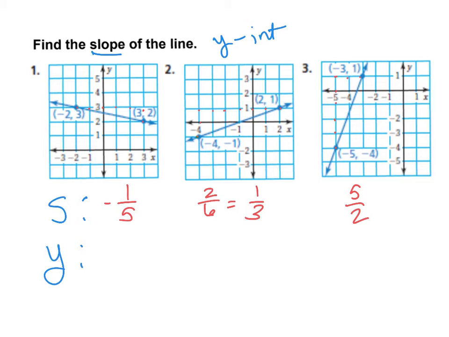Now let's go back and find all the y-intercepts. Easy enough. It's where it crosses the y-axis. Sometimes we're going to have to make a guess right here. So for that one, we'll say that y-intercept is 2.5. It's where it crosses the y-axis. Here, we'll say it's 1/2.